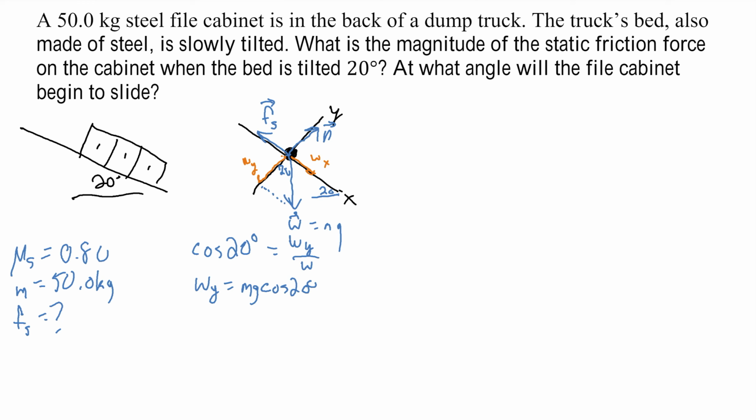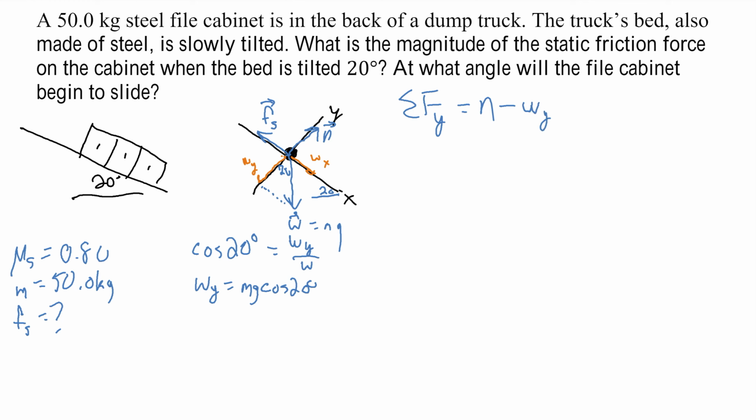Why don't we take F sub s equals mu sub s times. How about we do the sum of the forces in the y direction? Always do this. The sum of the forces in the y direction would be what? The normal force is positive. W sub y is negative. So n minus W sub y.